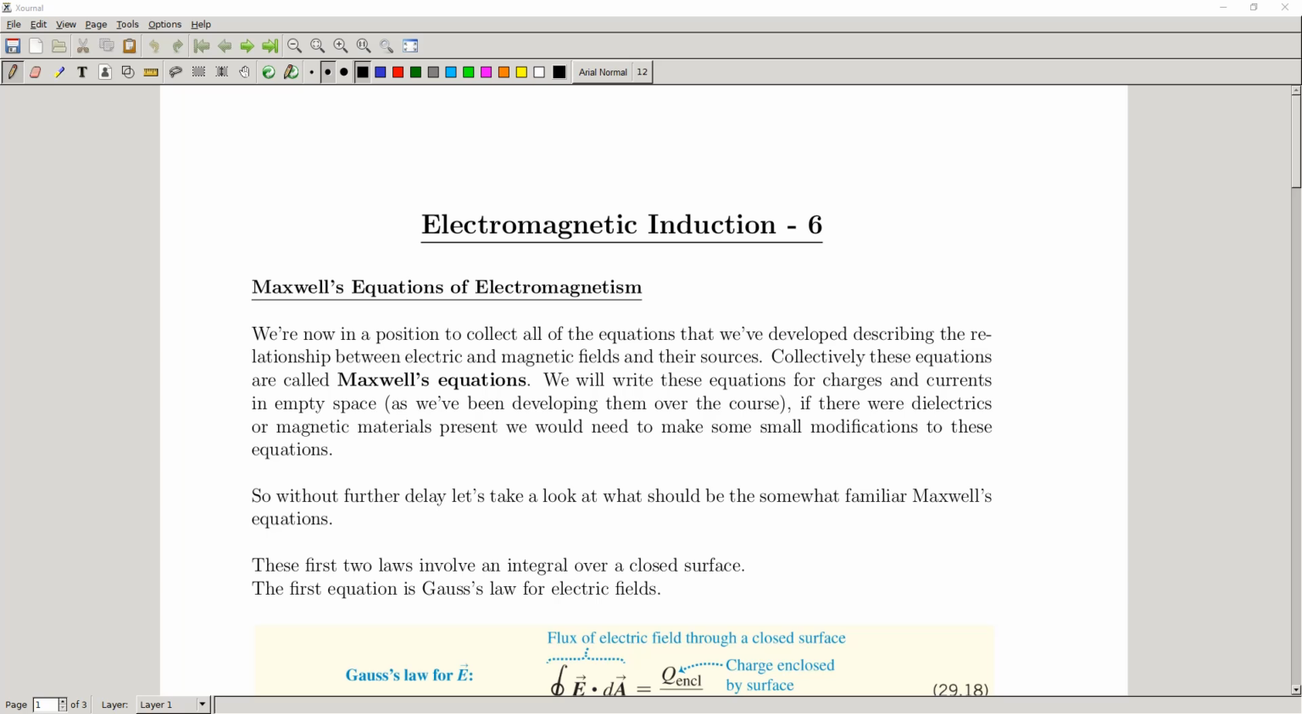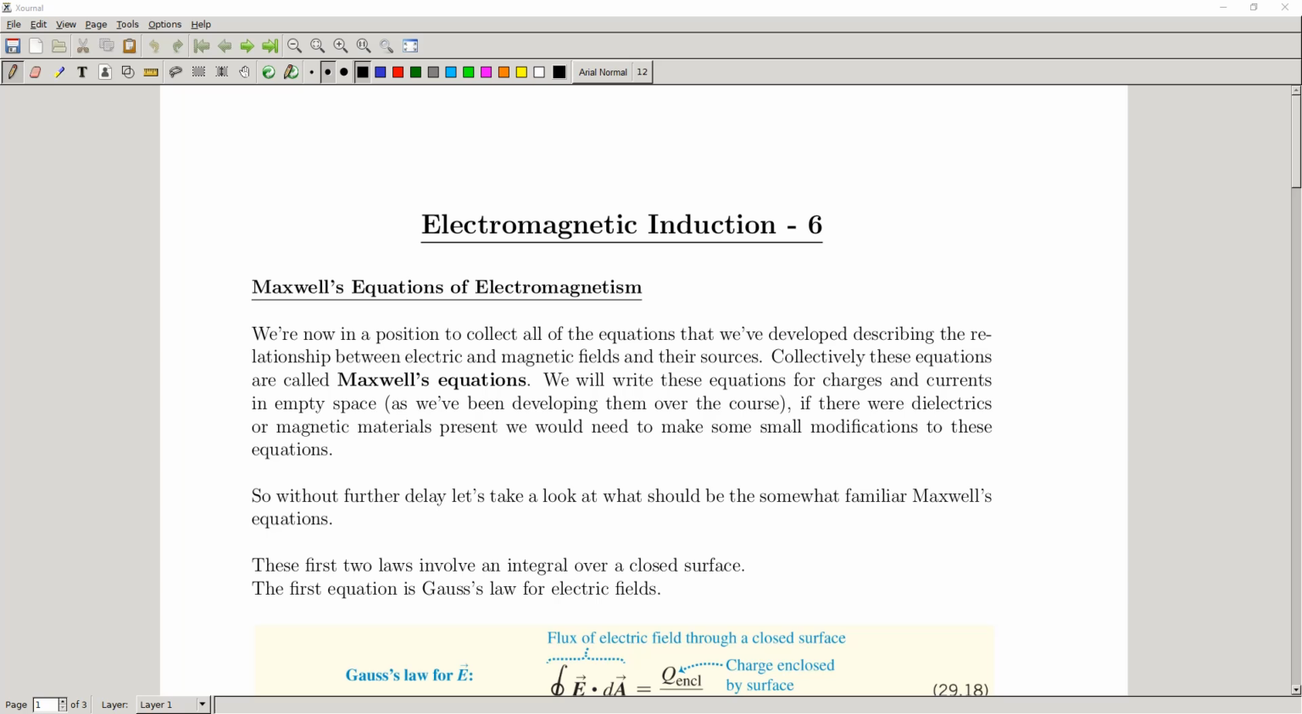Okay, this is going to be our sixth and final video on electromagnetic induction. In this video, I'm going to be discussing Maxwell's equations, and this corresponds to the end of section 29.7, which is what we started in the previous video. So in this video we're going to be talking about Maxwell's equations for electromagnetism. Let's get right into it.